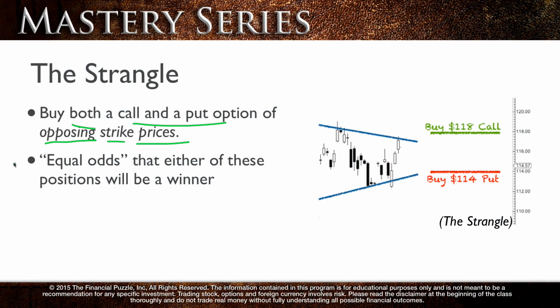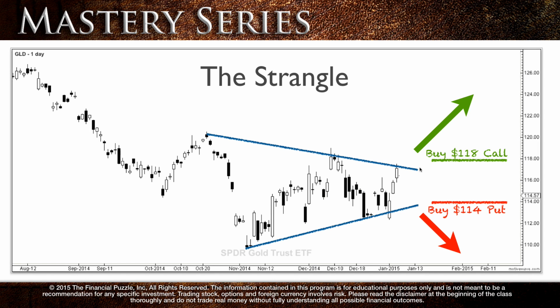Again, you have equal odds that these positions will both be winners here. So either one's going to win. Either the call's going to win or the put's going to win. But both of them, of course, cannot win. Take a look at the strangle here on the screen. Notice what I've done. I've bought one out of the money call option. I've done the 118 on this picture here, and we've got one out of the money put option. We've got the 114 here. So compare that with what I had done with the straddle. The straddle, remember, I did the 115 call and the 115 put. That was the straddle right there in the middle. Well, get rid of that.